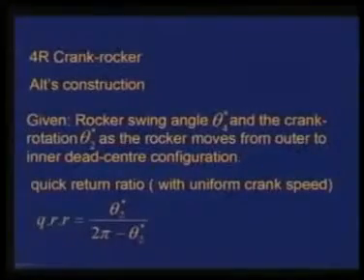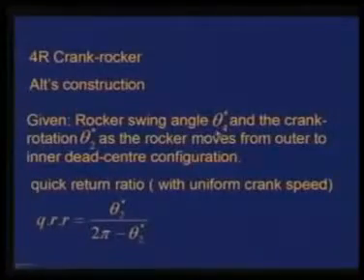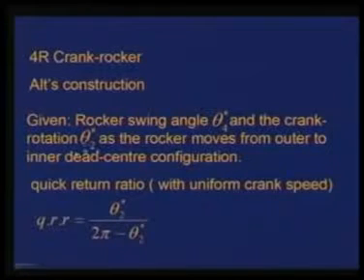We shall follow the method what is known as Earle's construction. Unfortunately, the theory behind this Earle's construction cannot be explained in this course, but we shall still discuss the method because it is a very useful technique for designing a useful mechanism, that is a 4R crank rocker with rocker swing angle theta 4 star prescribed and the crank rotation theta 2 star also prescribed as the rocker moves from outer to inner dead center configuration. Here, as you will see, the quick return ratio will be defined as theta 2 star by 2 pi minus theta 2 star.